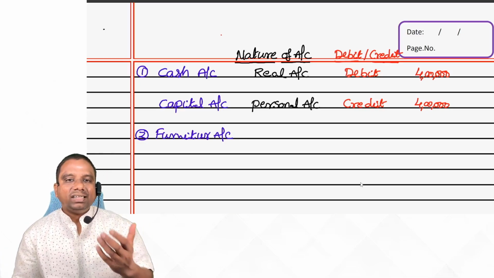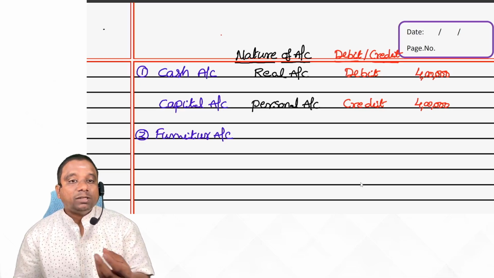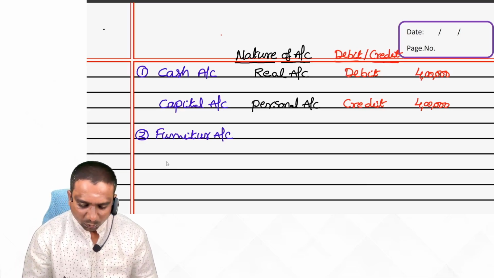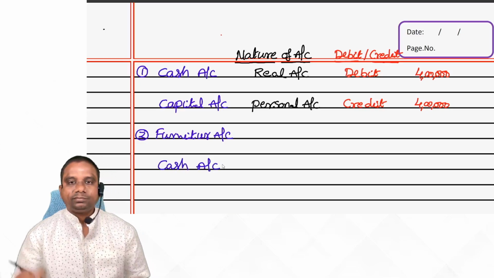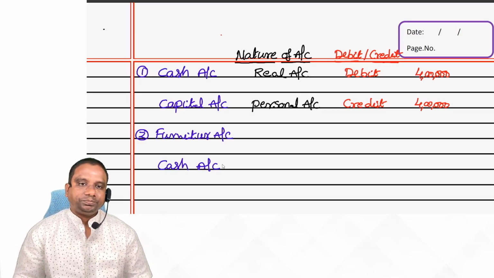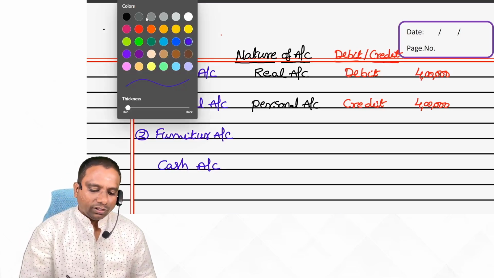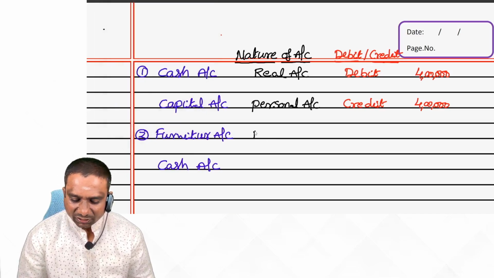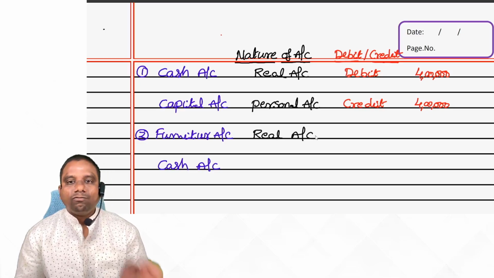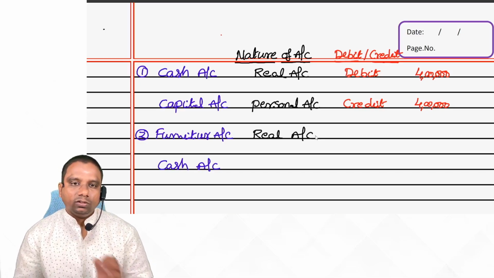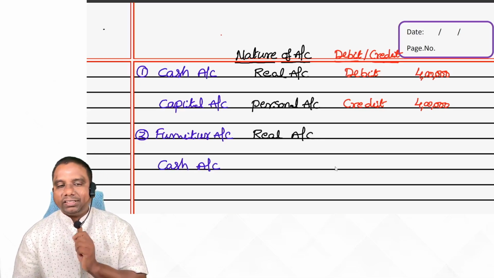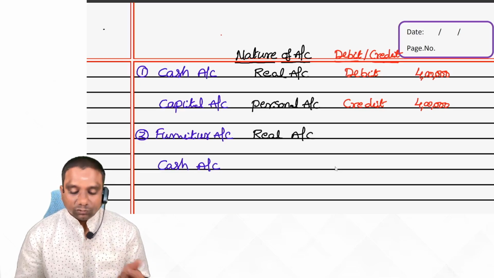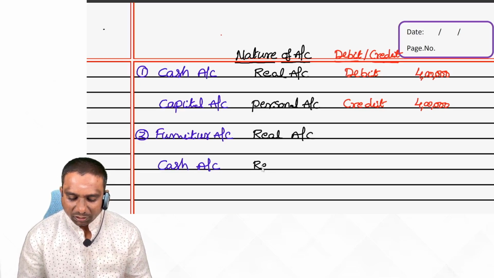Then what is the giving aspect? We are purchasing furniture by paying cash, so cash account. We are giving cash, sir. Now tell me what is the nature of account? Sir, furniture is an asset, so real account. Then what about cash? Sir, cash is also an asset, so cash also comes under real account.